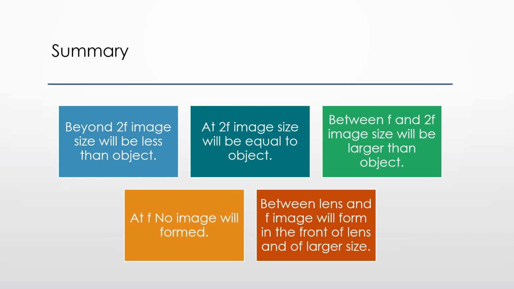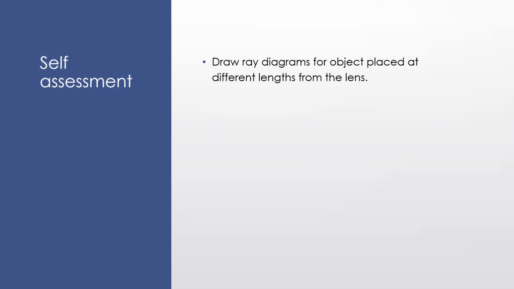So students, this is the sum up of the day, but I have a small assessment for you. As we have drawn many ray diagrams, you will have to draw ray diagrams of the object placed at different distances from the lens, and then mark how the image is formed or how the image will behave if I change the position of the object.